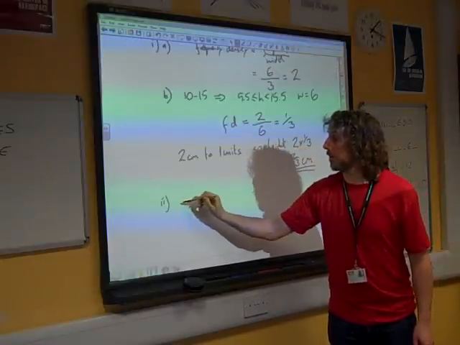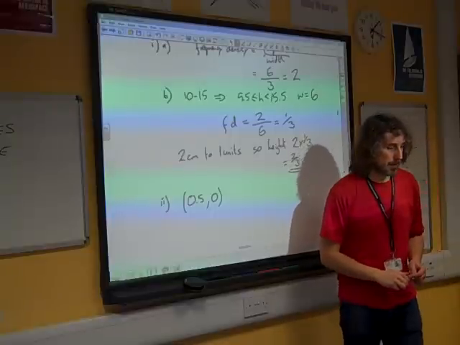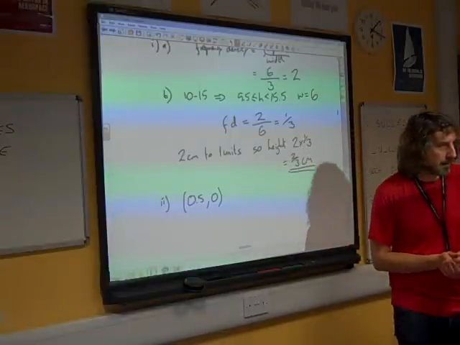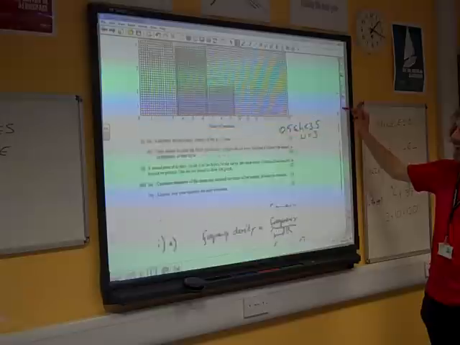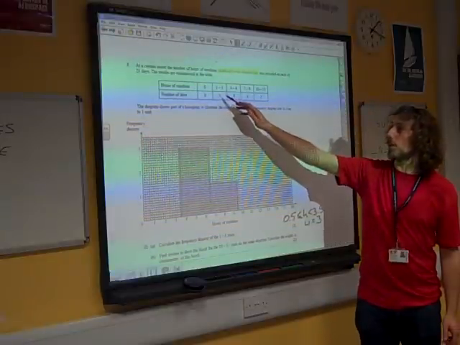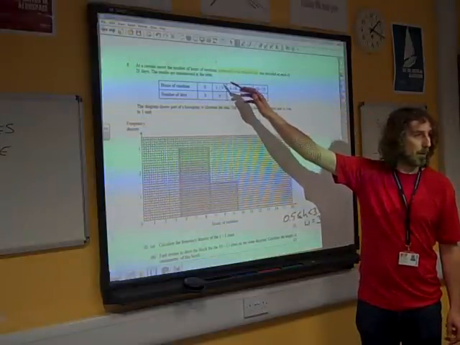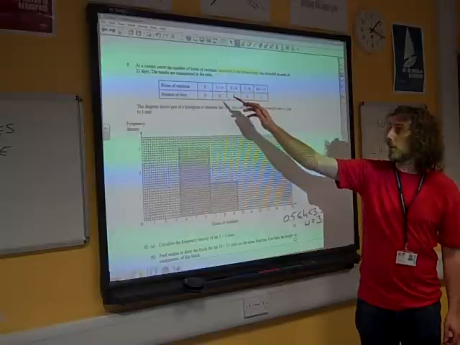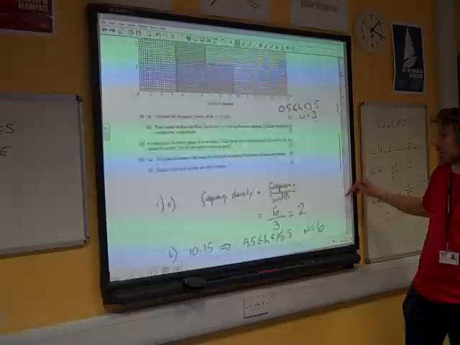So part 2, 0.5, 0. The next point that we need to draw is at the end of that first group. Now that first group goes up to 3.5, that's the upper boundary of that group, and we've got a total of 6. So the next point is at 3.5 and 6.